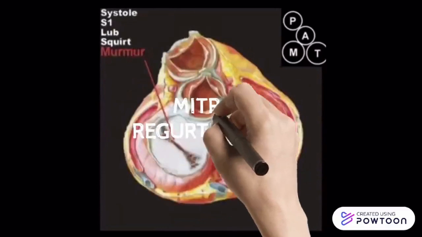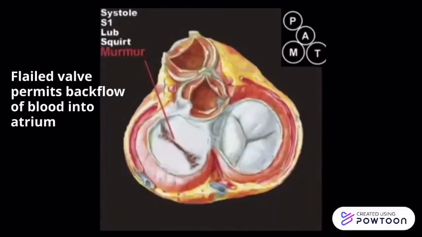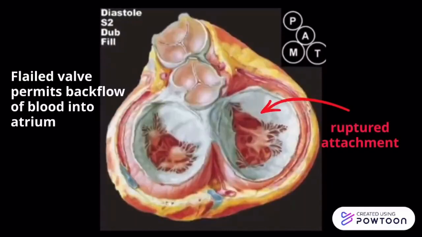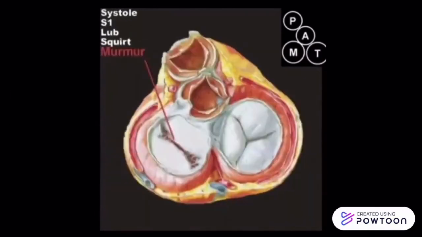Mitral regurgitation, as you can see here, the flap valve now allows for abnormal two-way flow of blood, with the blood flowing from the left atrium into the left ventricle during diastole, but then flowing back into the left atrium during systole. Due to the rupture of the attachment, the flap valve permits backflow of the blood into the atrium, resulting in a heart murmur.